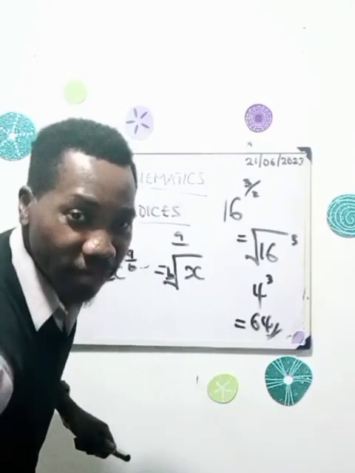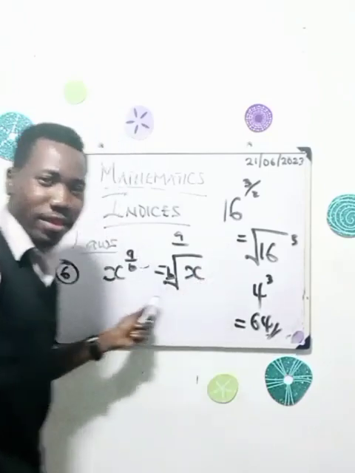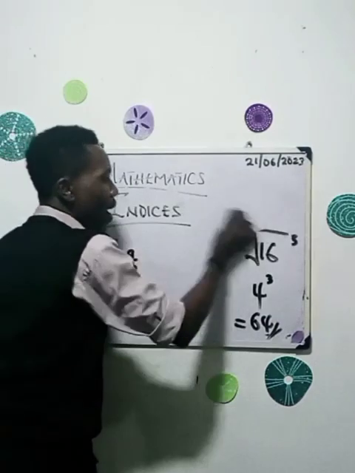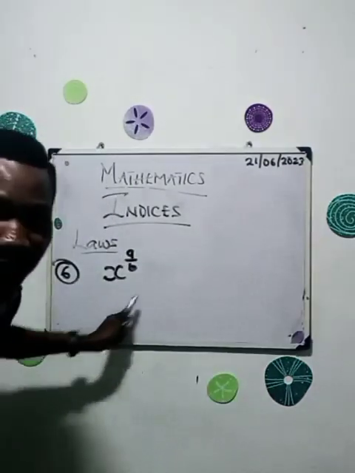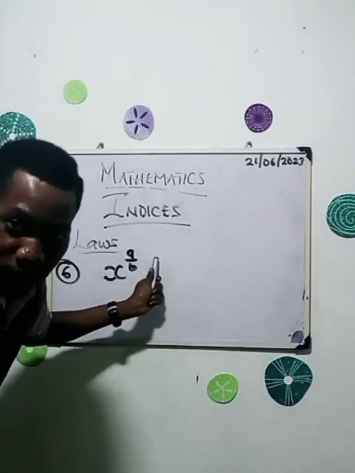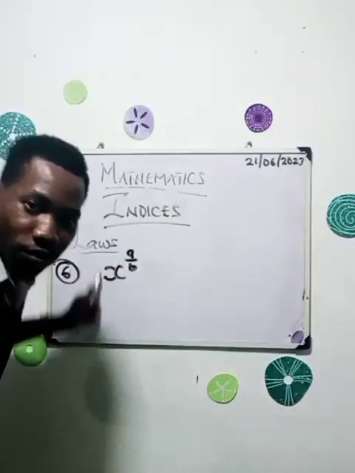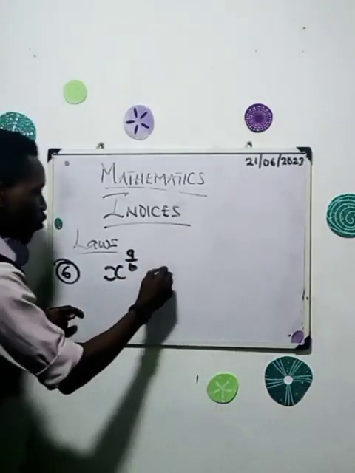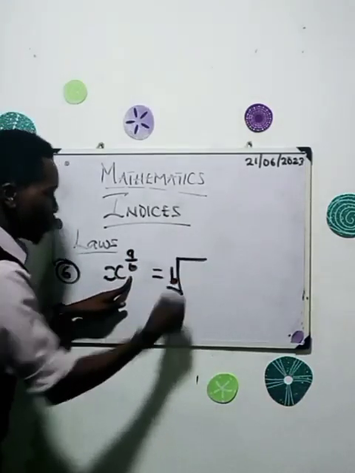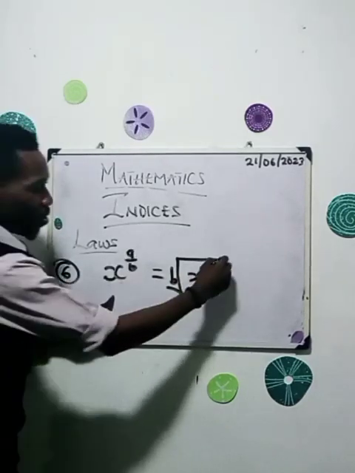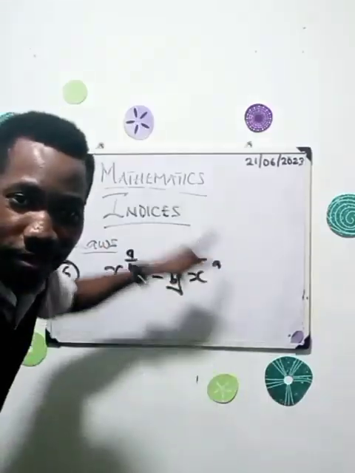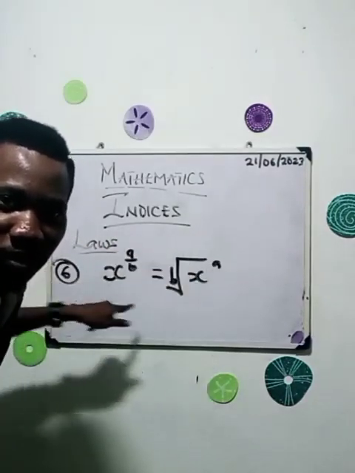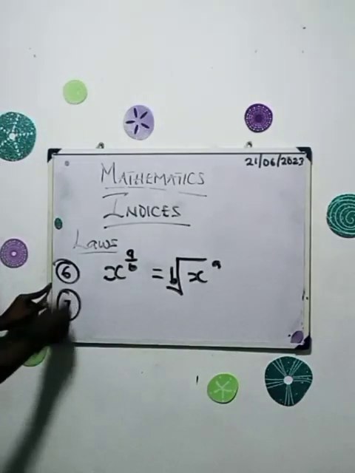So who was asking for another example? Do you understand this now? That's what this rule is saying. It says that when you have any number raised to the power of a fraction, the denominator becomes what? Root, and the numerator becomes what? A power. So it will now be equal to the b root of x raised to the power of a. That's this rule. Yes, okay, good.